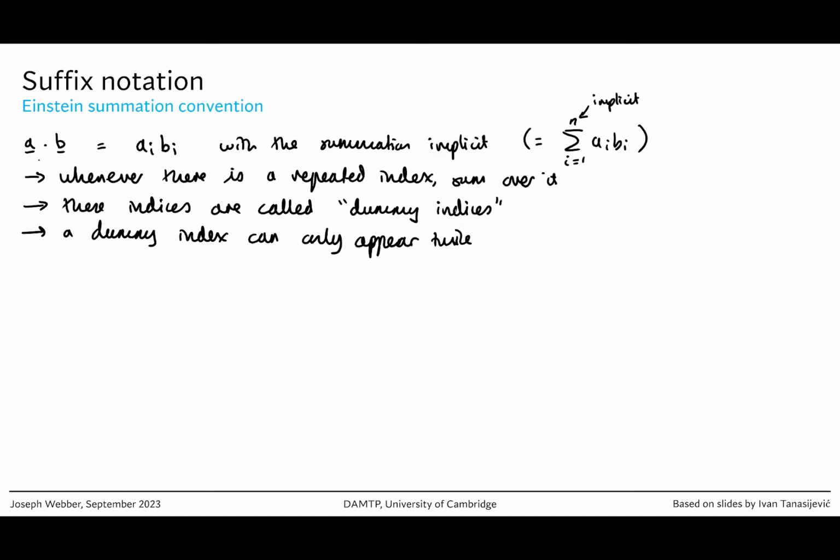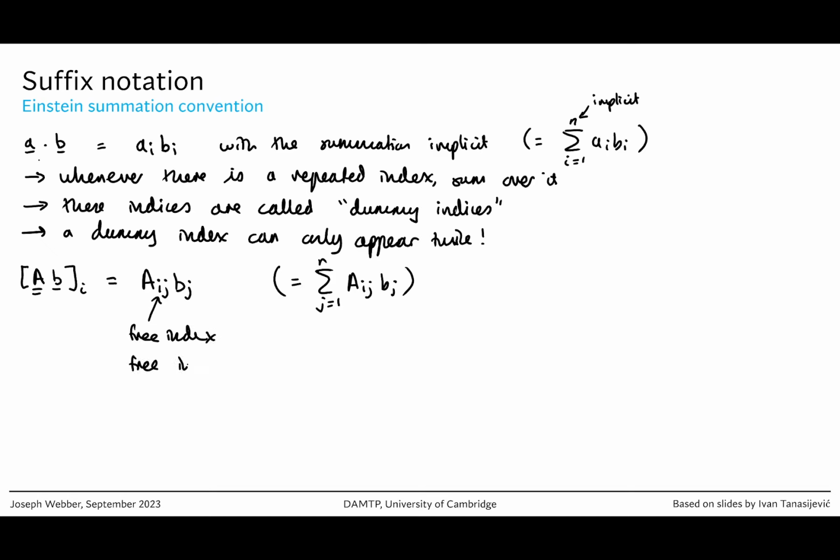If it appears more than twice, you've gone wrong. But there's another type of index. Say I wanted to take the ith component of A times B, where A is our matrix from last time. The ith component of this, well, we know from our rules of vector matrix multiplication that this is Aij Bj, where the sum is happening over the j's. So this is the same thing as the sum to n over j of Aij Bj. And this index here is called a free index. And the free indices on each side of the equation have to match. So free indices.